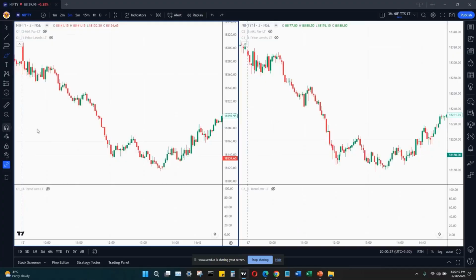You're looking at the two-view chart in the TradingView platform. So we have the Nifty spot on the left and Nifty futures on the right. And both these charts are set to a 3-minute time frame. So before we bring the indicators on, let's look at the price action for May 17th.